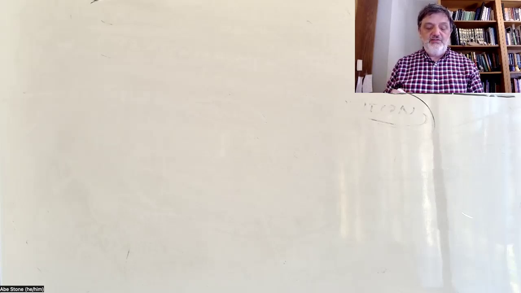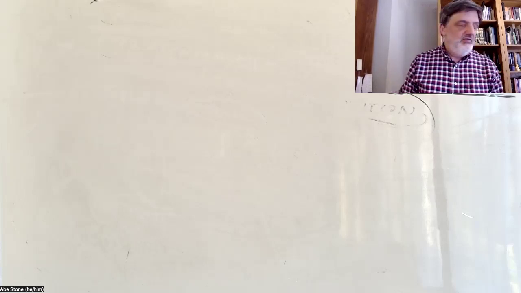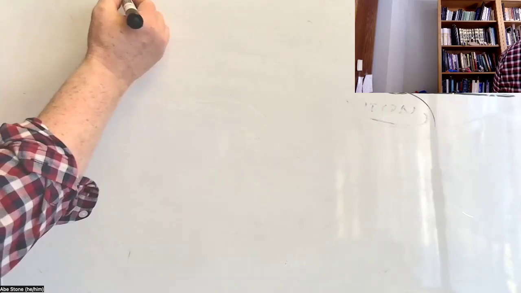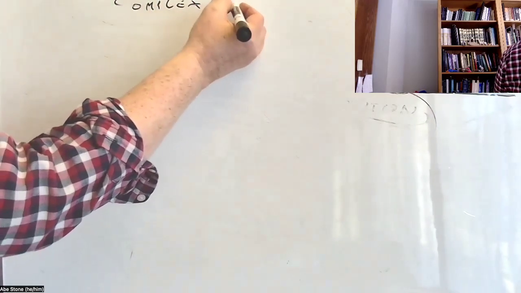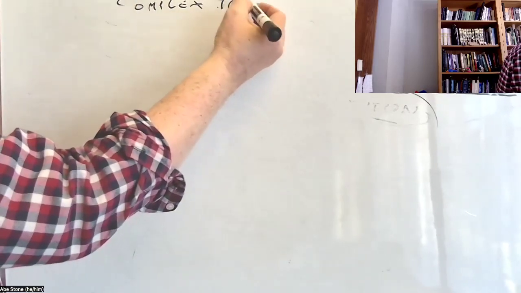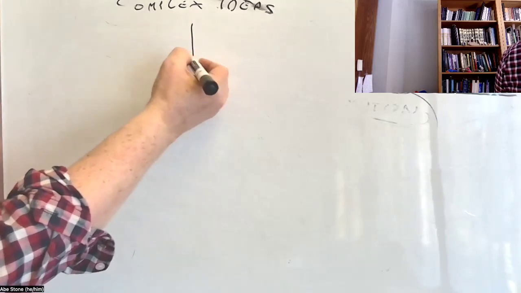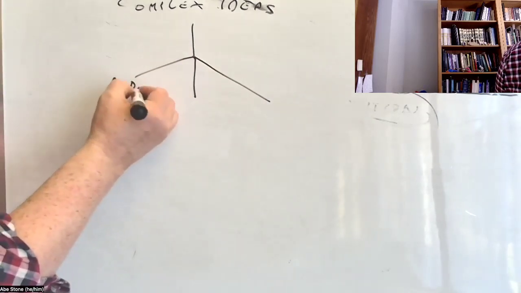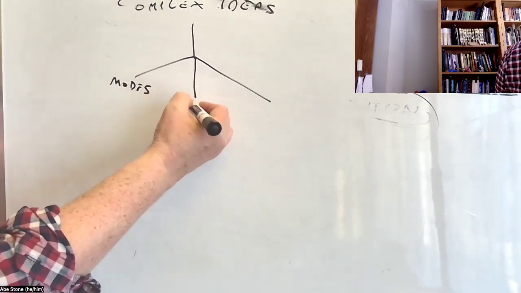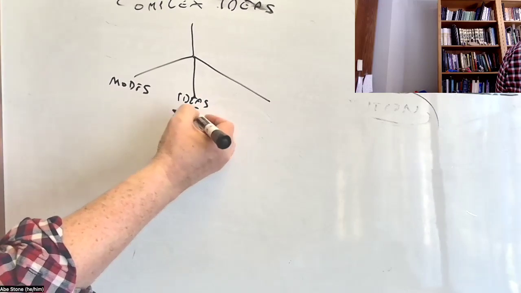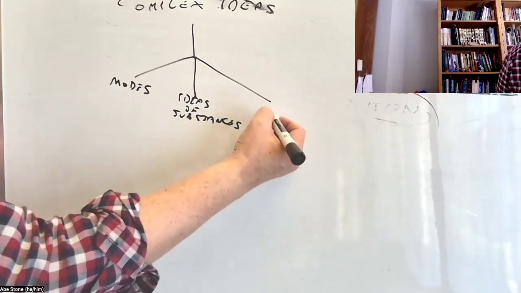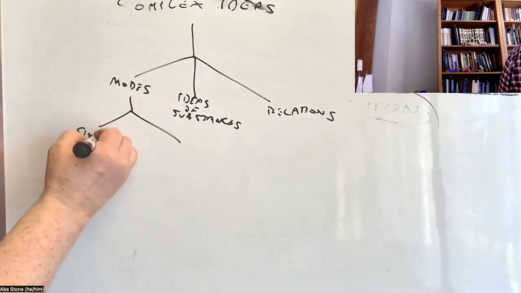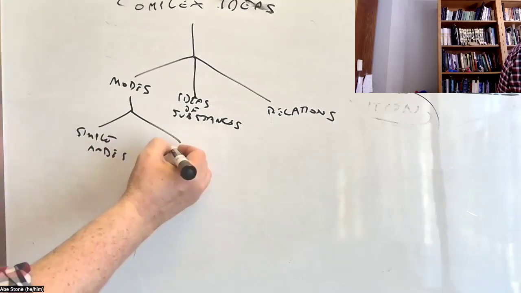So I'm going to pick up where I left off last time because I was about to discuss simple modes. Right, so remember, simple mode is a type of complex idea, which is confusing. So there's three main kinds of complex ideas: modes, ideas of substances, and relations. And under modes, there's simple modes and mixed modes.